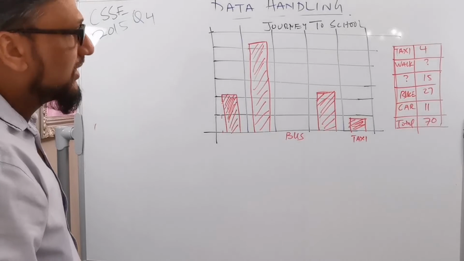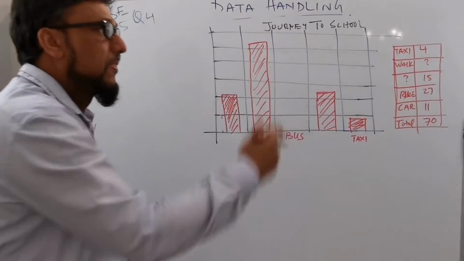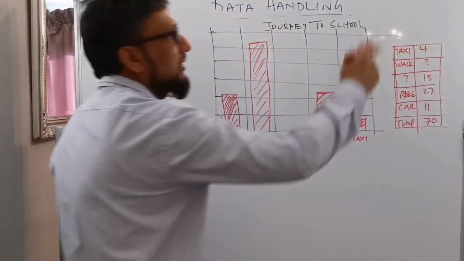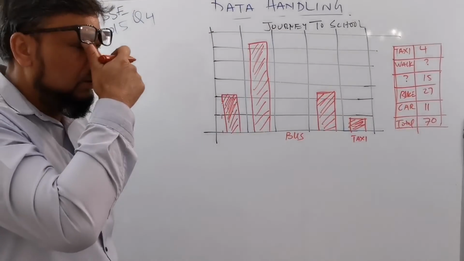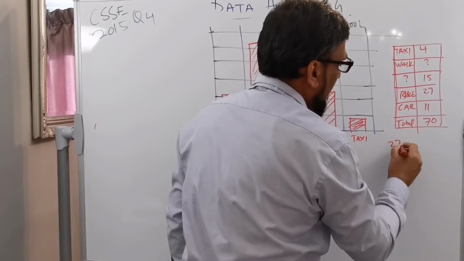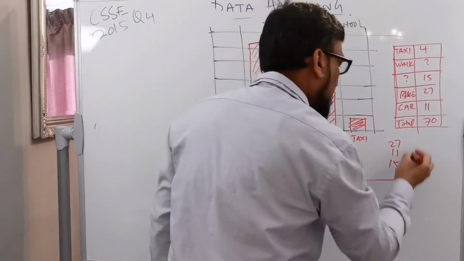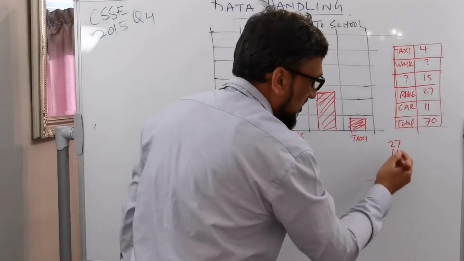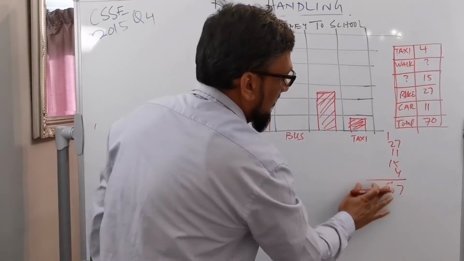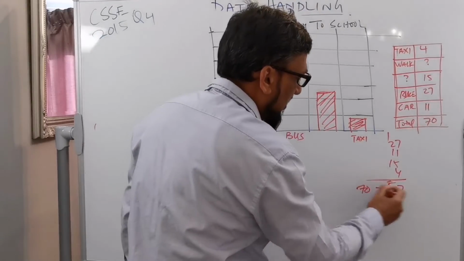So first we need to work out something very simple and very easy: the total number of pupils, which is 70. If I add 11, 27, 15 plus 4, we get how many, and the remaining are doing by walk. So 27 plus 11 plus 15 plus 4 is 57. The total is 70, so 70 take away 57 is 13.